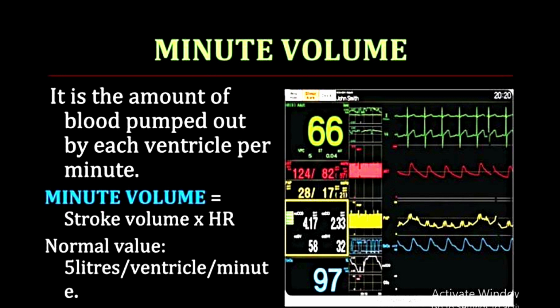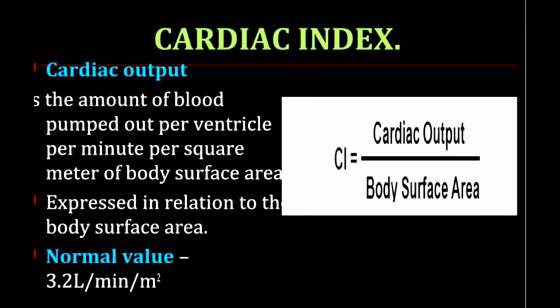Minute volume. What is minute volume? It is the amount of blood that is pumped out by each ventricle in 1 minute. So it is the product of stroke volume and the heart rate. The normal value is 5 liters per ventricle per minute. What is cardiac index? It is the minute volume expressed in relation to square meter of the body surface area. So it is the amount of blood that is pumped out per ventricle per minute per square meter of the body surface area.